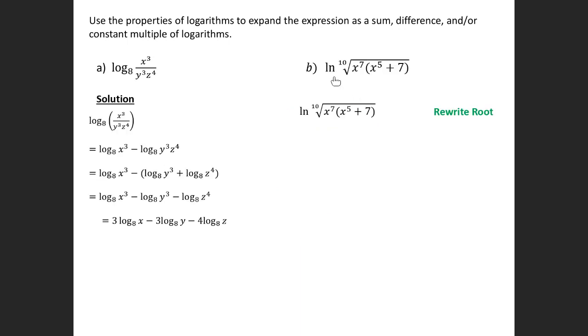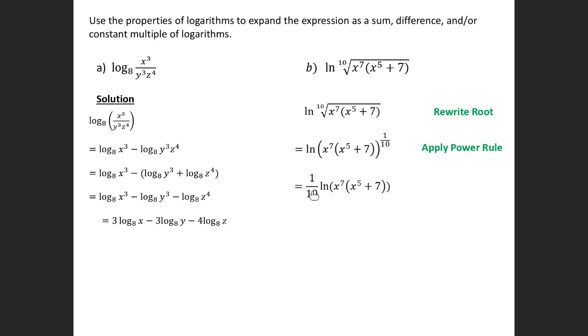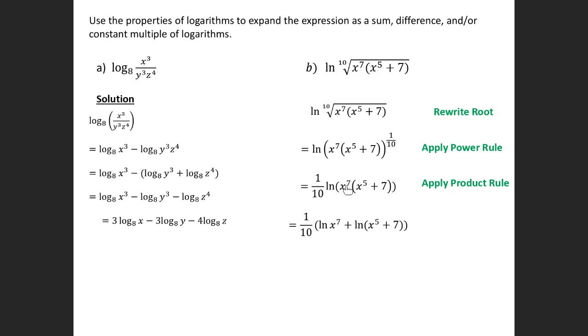So let's look at B. So I have this natural log of this 10th root. First, let's rewrite the root as an exponent, as a fraction. So that's going to be the quantity raised to the 1/10. And then notice that the x to the 7th is being multiplied by x to the 5th plus 7. So let's apply the power rule so that we can get rid of that fraction of 1/10. We can bring that to the front. And then we can apply the product rule so that we can separate this information. And since it's being multiplied, we can separate with addition. So natural log of x to the 7th plus natural log of x to the 5th plus 7.